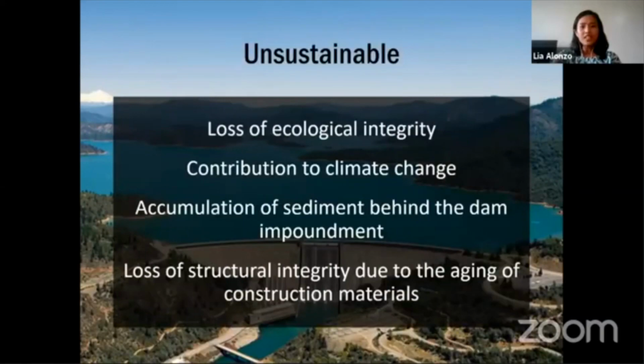So in summary, large dams are actually unsustainable. They cause a loss of ecological integrity. They contribute to climate change due to greenhouse gas emissions. They accumulate sediment behind the dam impoundment. And through time, there is a loss of structural integrity due to the aging of construction materials. Because of this, it is really needed to find an alternative to large dams and to rehabilitate degraded ecosystems instead of causing more damage to them.